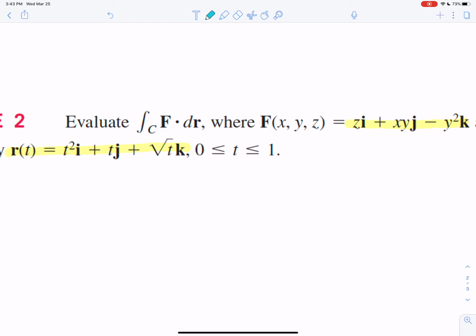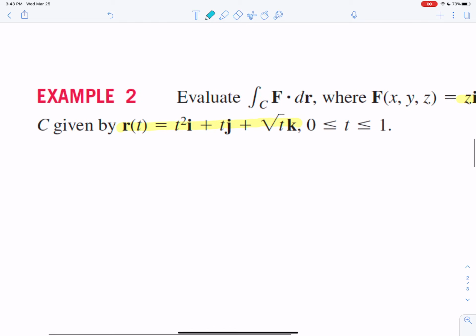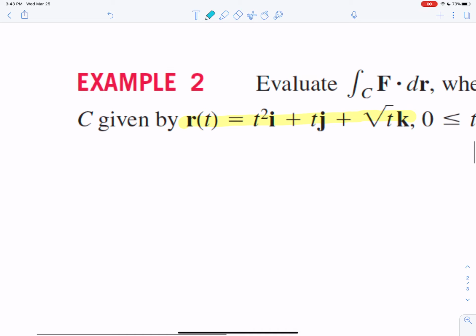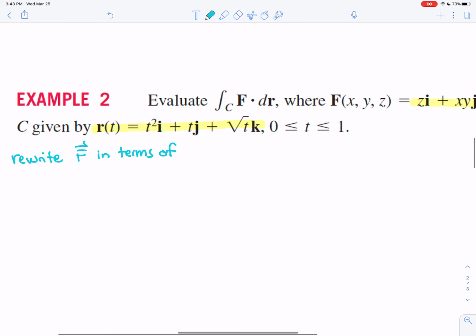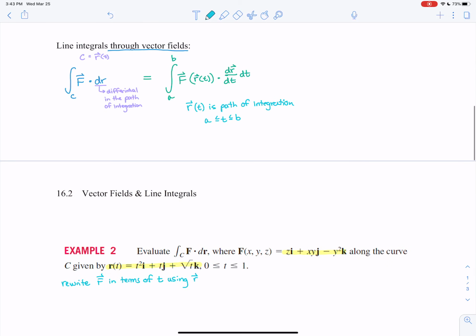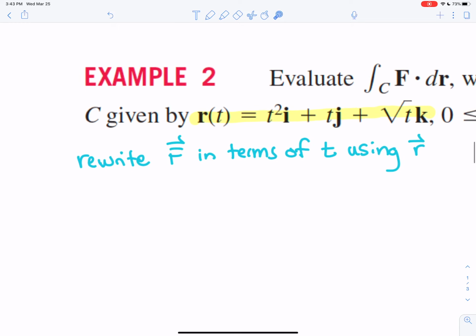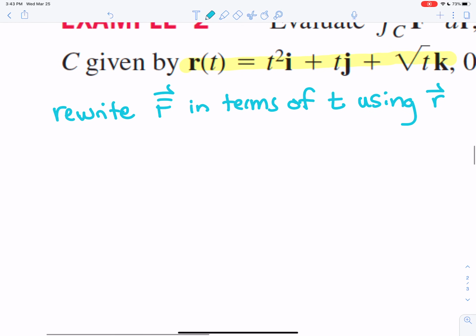The first thing I want to do is rewrite the vector field. So we'll rewrite big F in terms of t, our parameter that we're integrating with, using r. That's what this is saying right here. So rewrite F in terms of t using the curve equation, excuse me. So let's do that here.